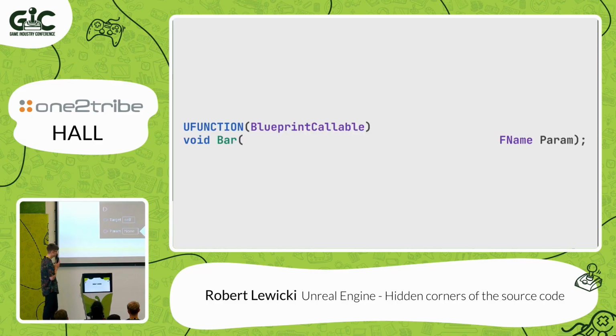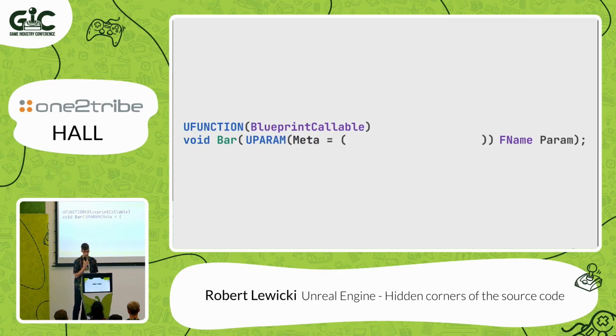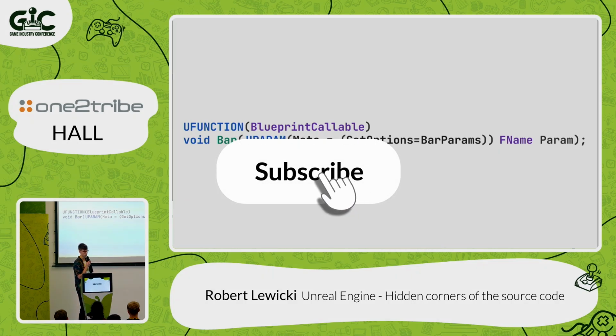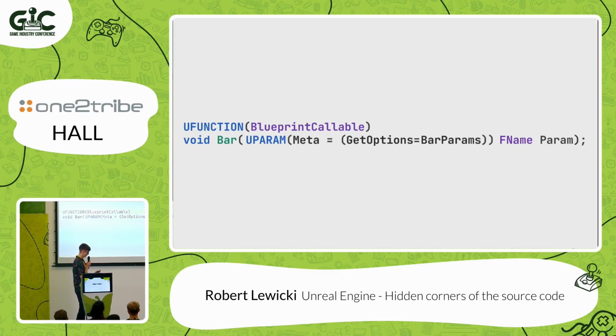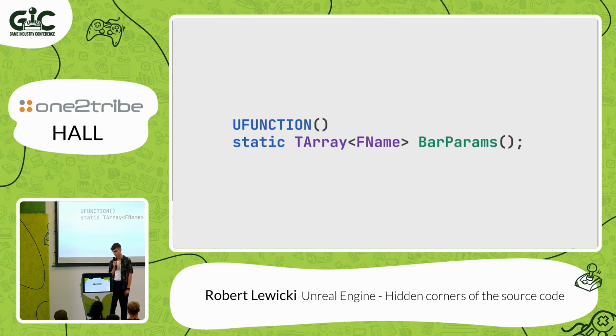So what can we do about it? Well, we can go back to this function declaration and modify it slightly. We can use a UPARAM macro. We can use a meta tag, and the meta tag is GetOptions. And then we say what function we want to use to get the options for us. So in this case, we modified it and we want BarParams to define the options for our name parameter.